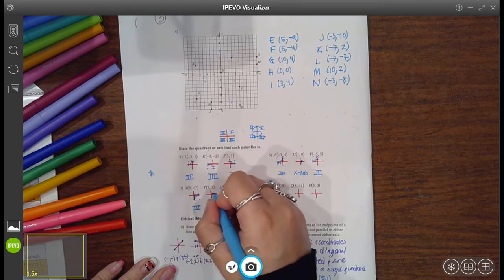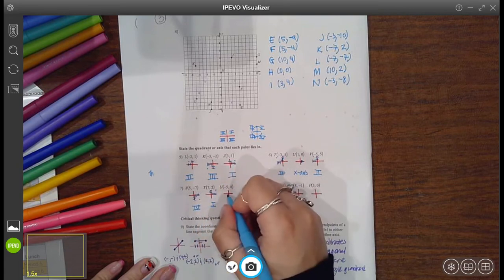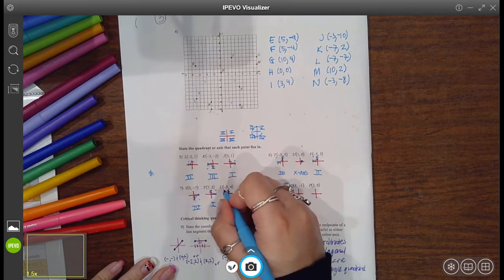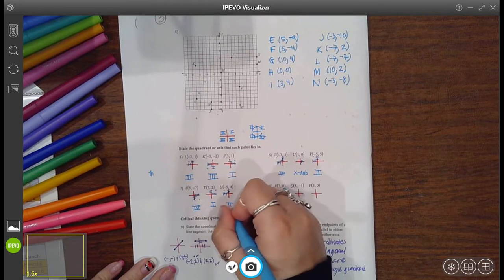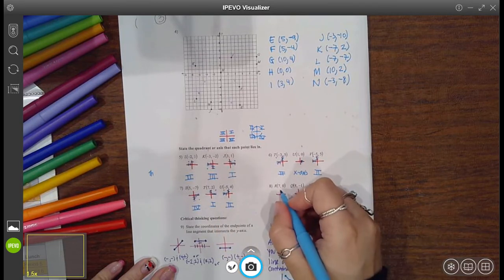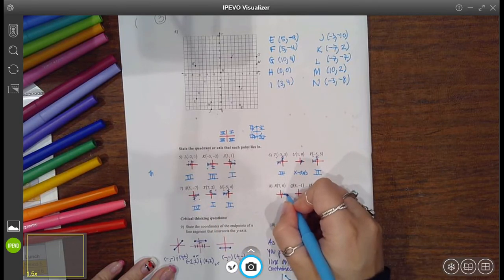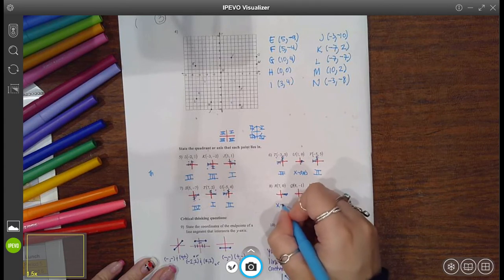You're going to go to the right some and up some. There you go. That's quadrant 1. Left some, up some. That is in quadrant 2. To the right and then up nothing. So this is on the x-axis again.